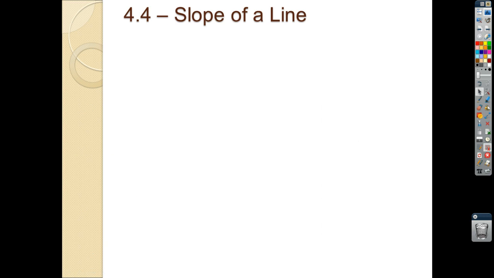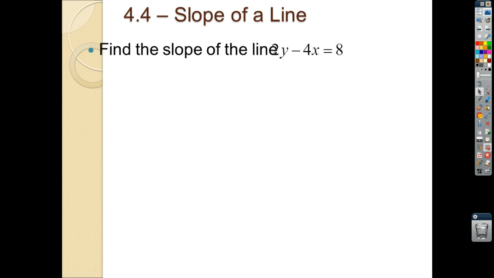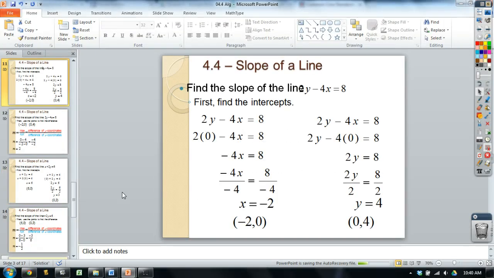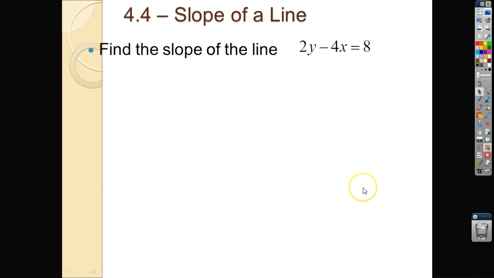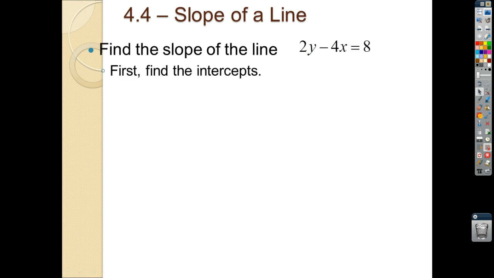All right, moving on. That looks funky. That's supposed to say 2y minus 4x is equal to 8, okay? In fact, let's just go ahead and fix that real quick. All right. And back in. Hey, fixed. Okay, so let's find the slope of this one. How do I do that?